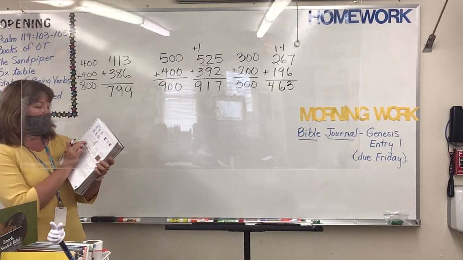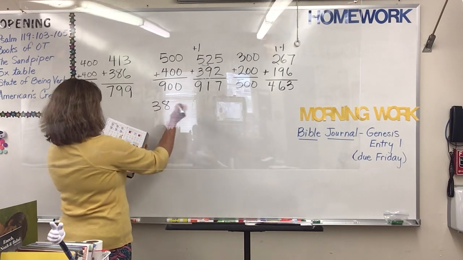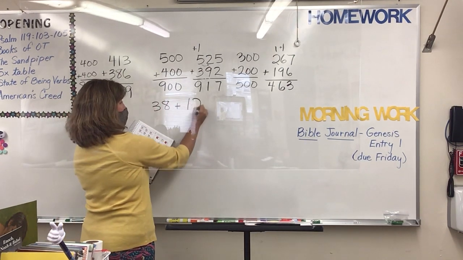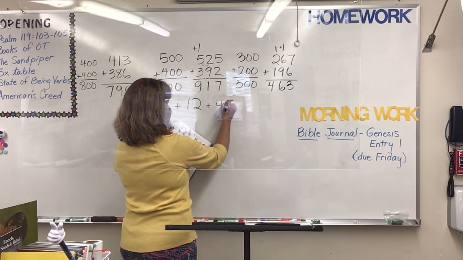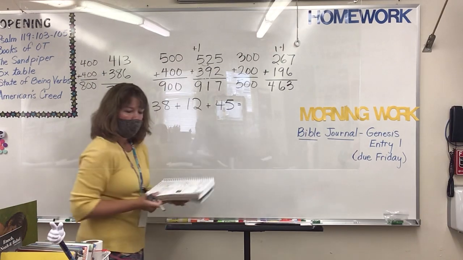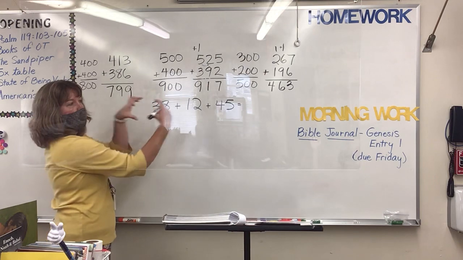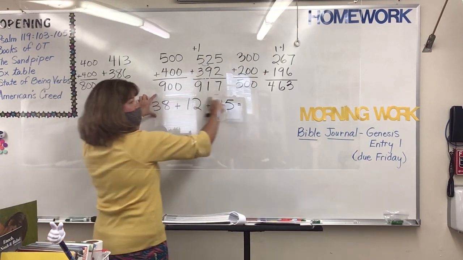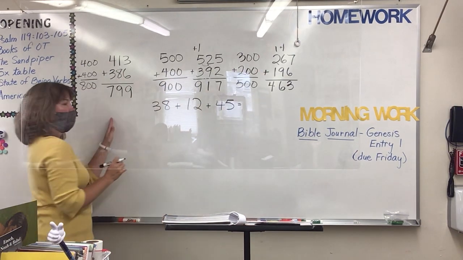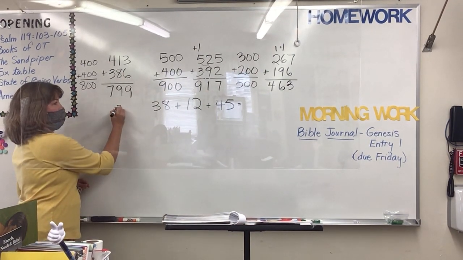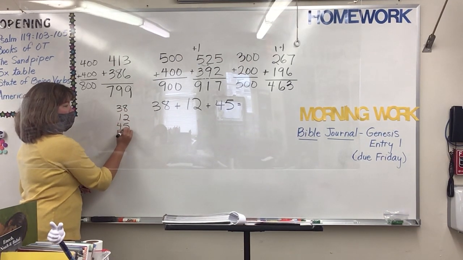So the diver found 38 gold bars, so 38 plus 12 gold cups plus 45 gold coins. Okay, now this might be a little tricky to add horizontally, but they give you a blue box that you need to write this sentence in. So you need to actually write it horizontally, and then maybe over on the side, you can actually add it together. 38, 12, and 45.